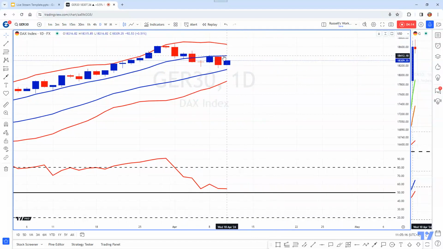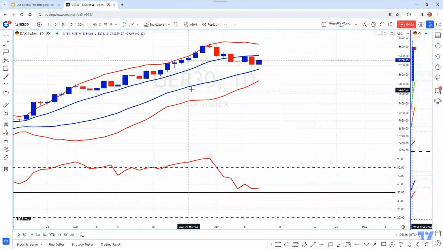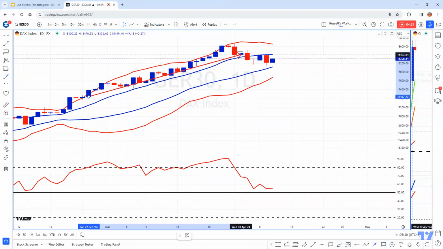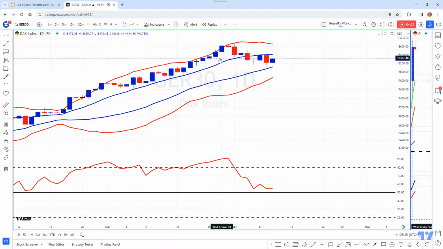All right, so what we've got here are effectively 3 zones. We've got zone 1, that's between the upper blue and the upper red. We've got zone 2 between the blues, and then zone 3, which is the zone between the lower blue and the lower red. And what you can see is when the index is in zone 1, it tends to trend upwards. If we go into zone 3, then we have a bias to the downside. When we're in zone 2, which is where we are now, we're neutral.